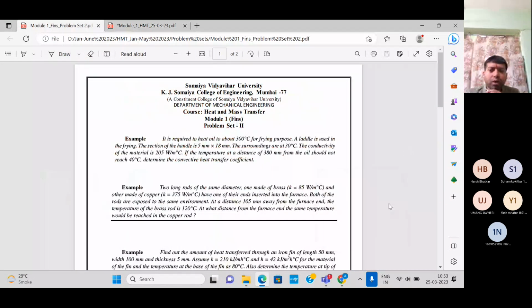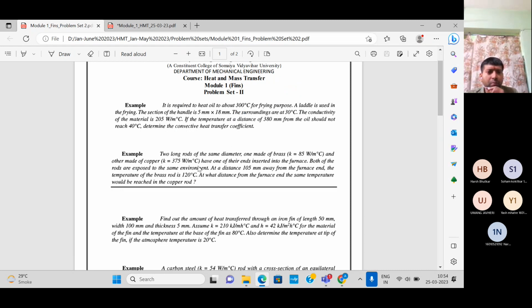Okay, so today we are going to solve the problems from the problem set on the fins. That is module 1.3. This is the problem set that I have already given to you, and in yesterday's lecture, we have already solved problem number 1 and problem number 3. Now we will solve the remaining problems from this problem set on fins.